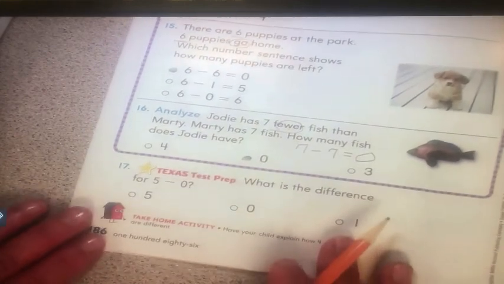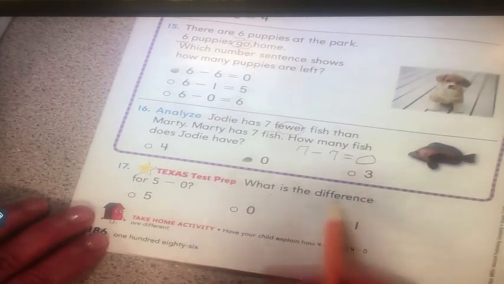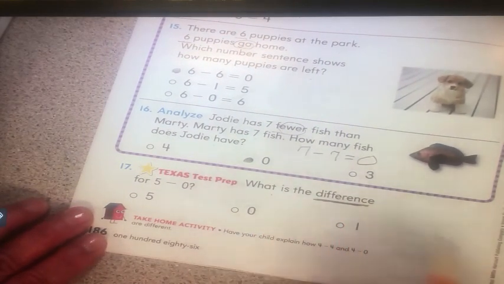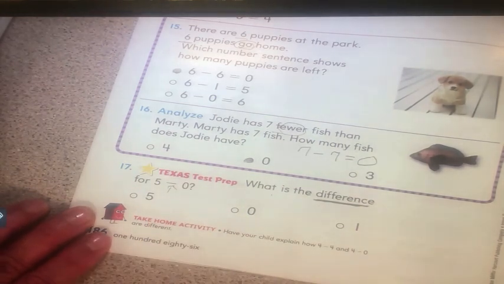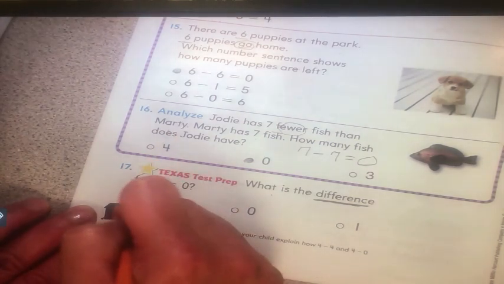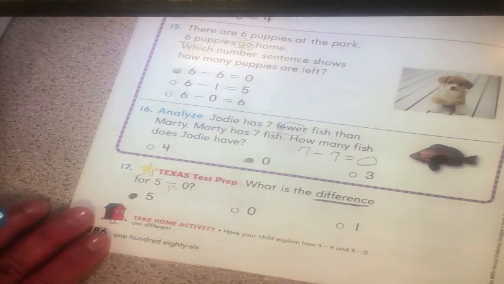And number 17, what is the difference? If you find the difference, what will you do, boys and girls? Subtract. 5 minus 0 is what? 5. And that is it for today's lesson.